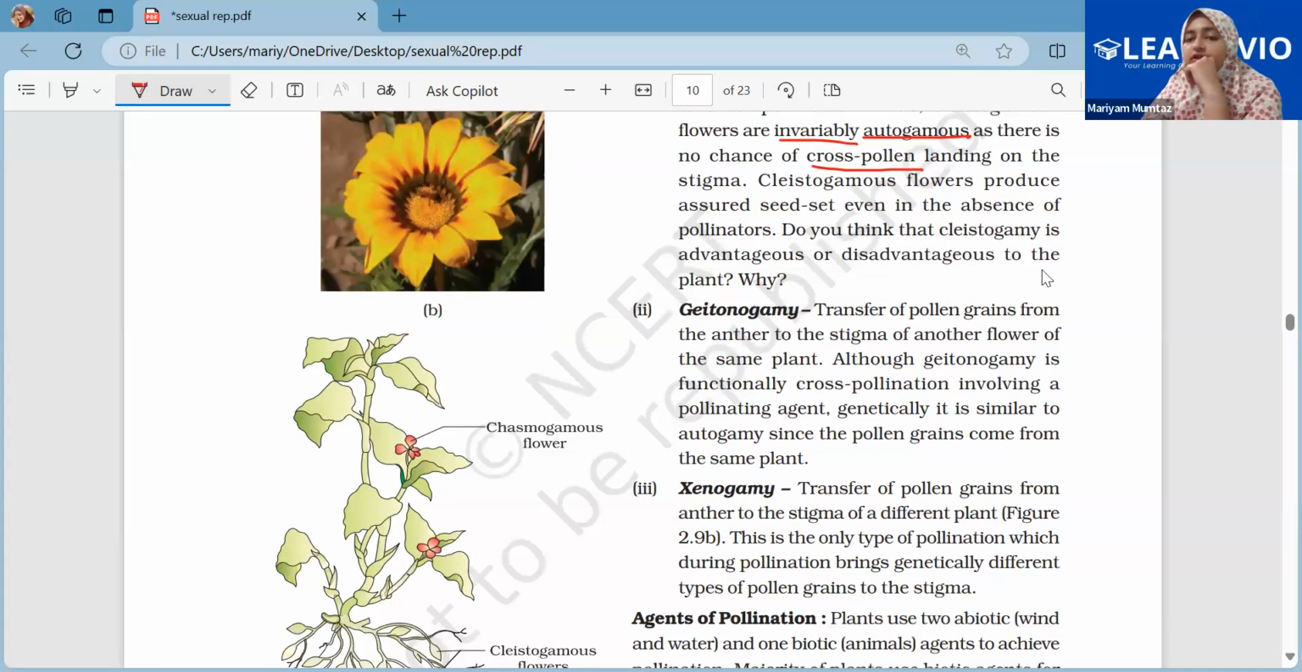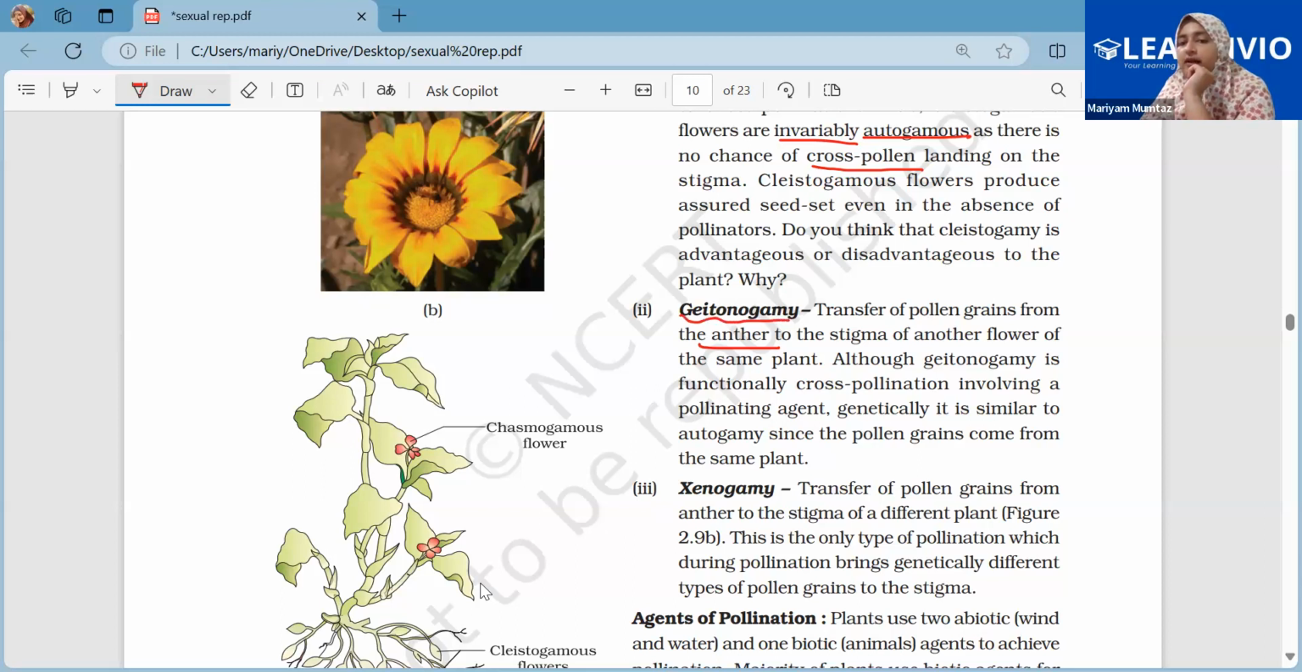Geitonogamy refers to the transfer of pollen grains from the anther. Ma'am, what's homogamy? There was a thing we learned, homogamy. Yes, I don't think this is there in NCERT though. Homogamy is a phenomenon wherein the male part and the female part of the flower mature at the same time. If they mature at the same time, then if the pollen grains are transferred, assured pollination will take place. Clear? Yes, got it.